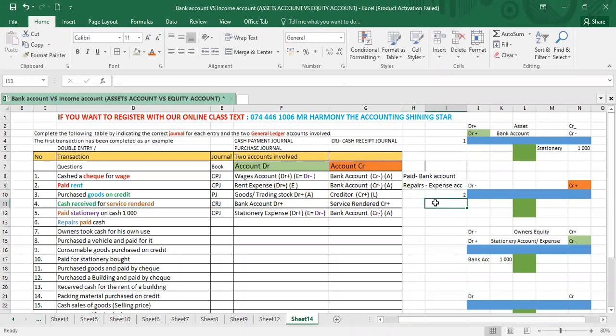You are done with your two accounts. You have identified them. Let us just say maybe there's a repairs that you are paying for. It was 2,100. So you were paying repairs paid cash. How much was the repairs that you are paying in your business? The repairs was 2,100. Right.